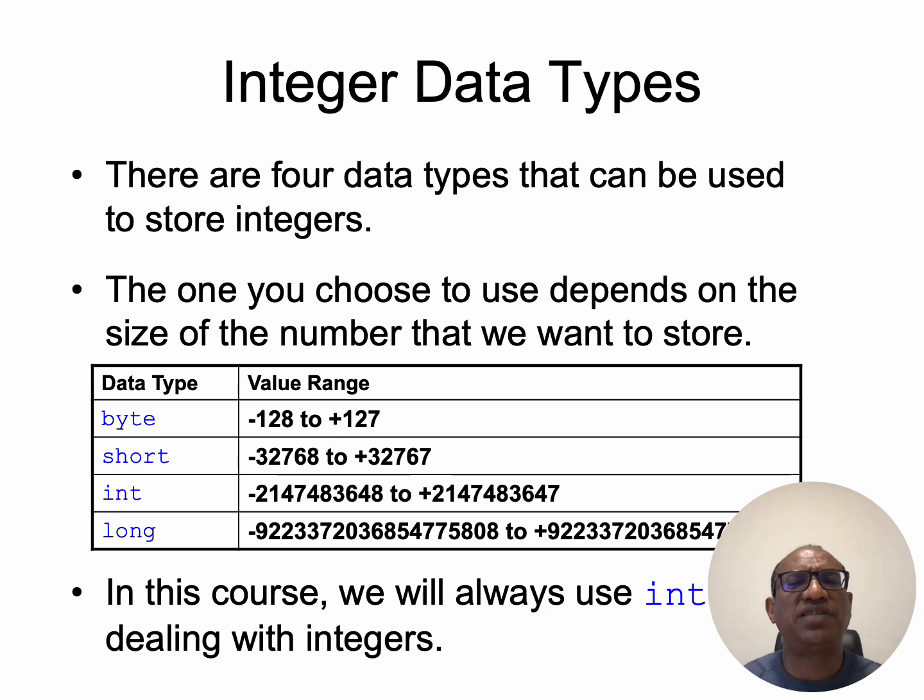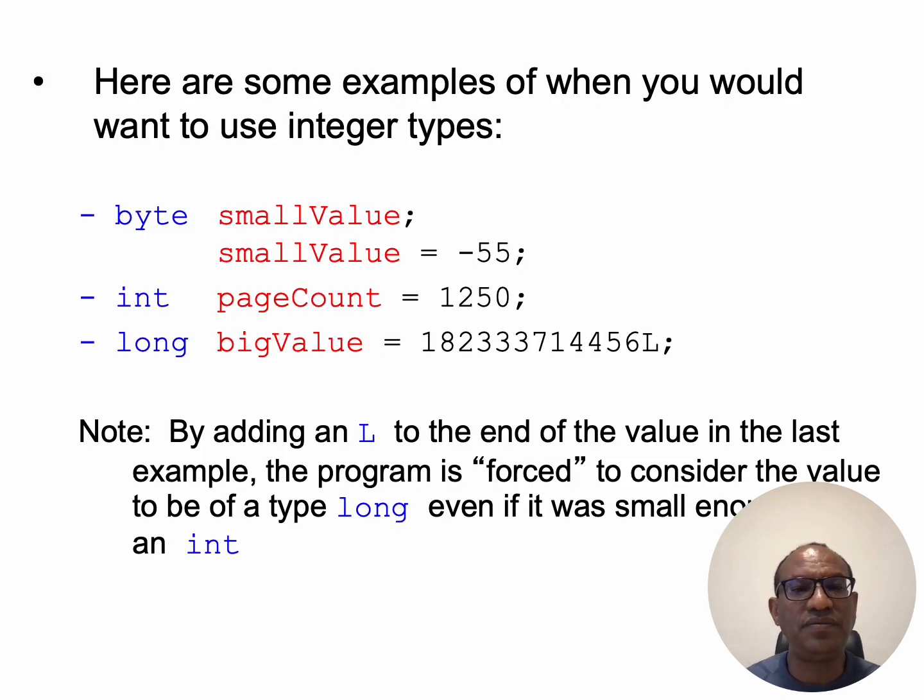There are 4 integer types in Java. Byte is the smallest one, then short, int, which is the default one, and long, which is the largest. Example usage: byte smallValue assigned -55. int pageCount assigned 1250. long bigValue, the value on the slide, followed by L. The L at the end forces the value to be long.